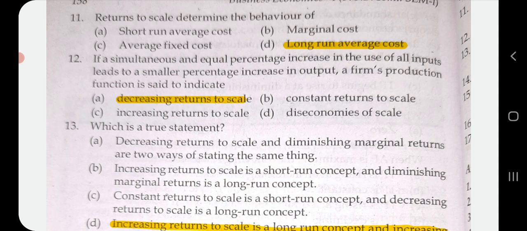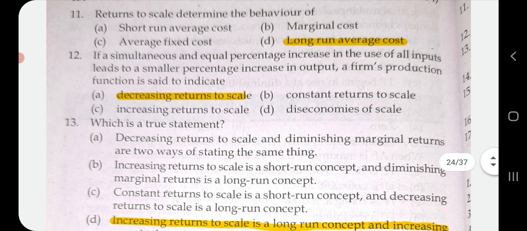12th question, if a simultaneous equal percentage increase in the use of all inputs leads to a smaller percentage increase in the output, the firm's production function is said to indicate. The correct answer is decreasing returns to scale. मतलब decreasing returns to scale में क्या होता है? As we increase the input, the output will increase less than proportionate change in the input.